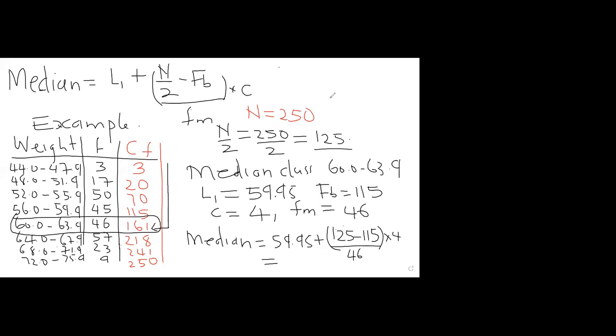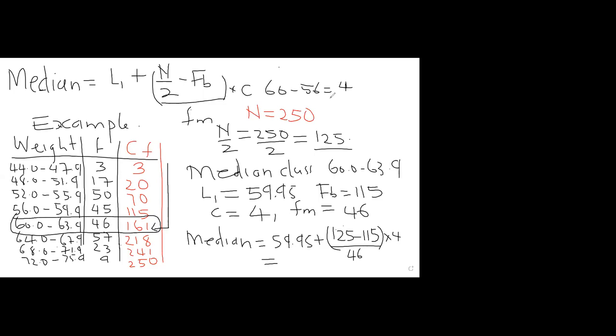Teacher, someone is asking how we got the C as 4. I just picked either 60 minus 56. This is 60 minus 56, which gives you 4. Do you see that?